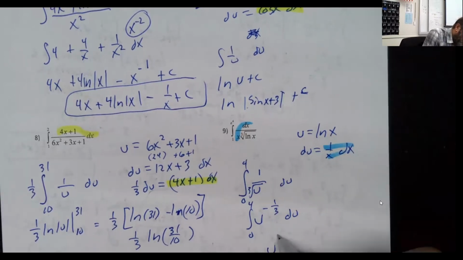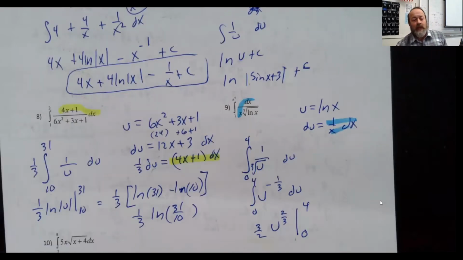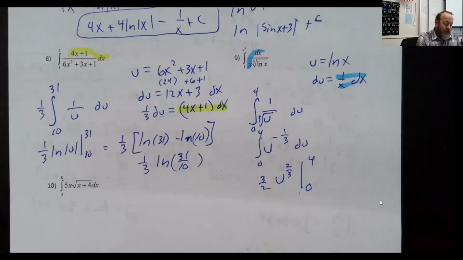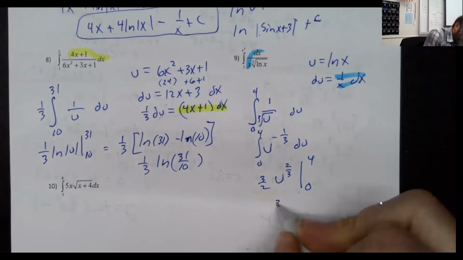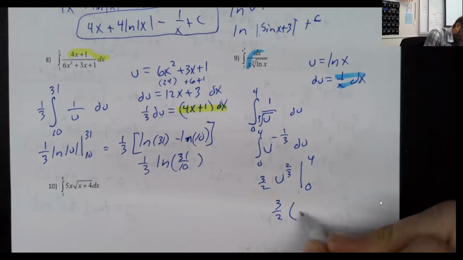Antiderivative goes up, divides. And in this particular instance, because the bottom bound is 0, plugging 0 into the 2/3, you're going to get 0. So there's nothing going to happen there. So my final answer is 3/2, and then we would have 4 raised to the 2/3 power.